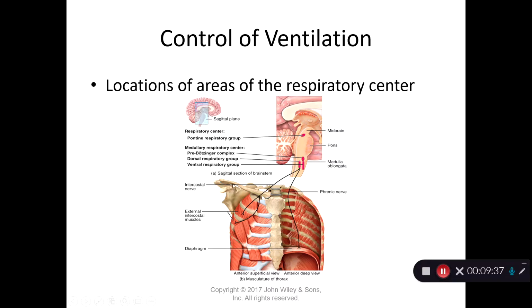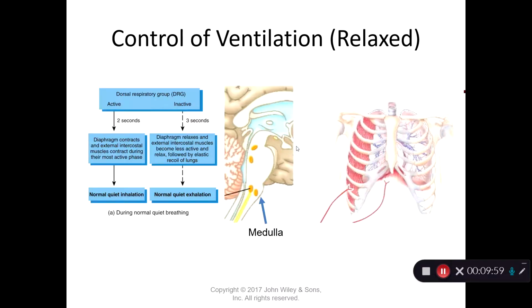If you remember back to A&P 2, we discussed that this portion of the brain, the brain stem, has a lot of control over your vital functions. This holds true here. In the medulla oblongata, we have a couple of major areas that control breathing. Let's break down these areas really quick.